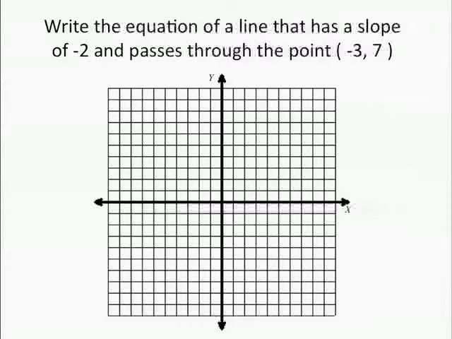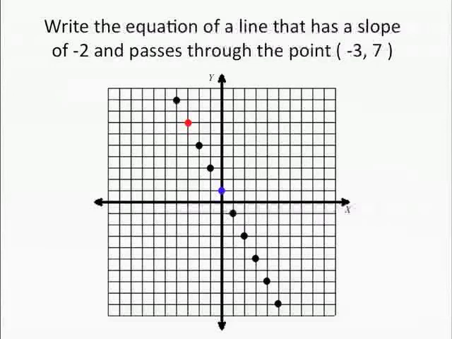To write the equation of a line that has a slope of -2 and passes through the point (-3, 7), we will first plot our point (-3, 7). This point will be our starting place, and we will use the slope to help us plot more points on our line. The slope of our line is -2, or -2 over 1. From the given point, this tells us to move 2 units down and 1 unit to the right to plot the next point. We should continue this pattern from point to point until we have reached the edges of our grid.